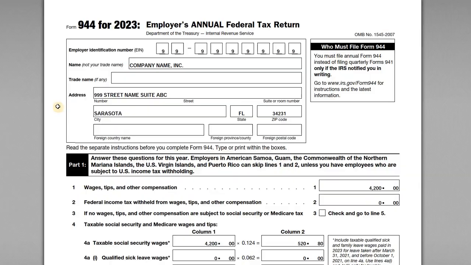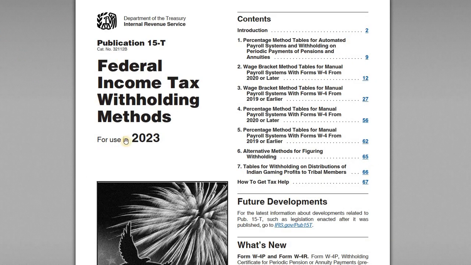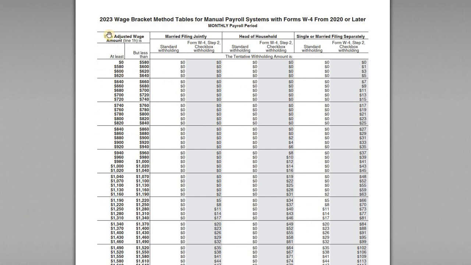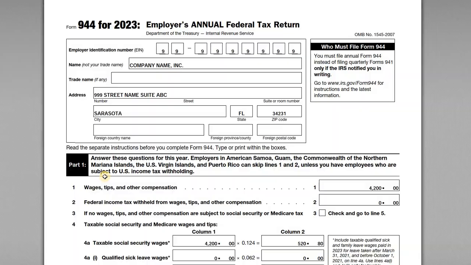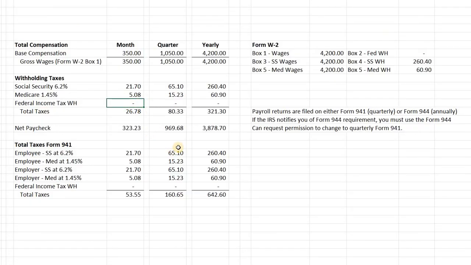So why is it 0? Well, in his case, when he looked at this publication 15T, if you look at the manual payroll systems for 2020 or later, when he goes to the wage brackets for the year, he notes up here that if your adjusted wage amount, so this is a monthly payroll, is under $580, there's 0 withholding, and that's for all filing statuses. If he was at $580 to $600, then he could have $1 taken out of his paycheck as federal withholding tax. So he just set it at 0 and then ran with that. So we have the worksheet here, $0 in federal income tax withholding.